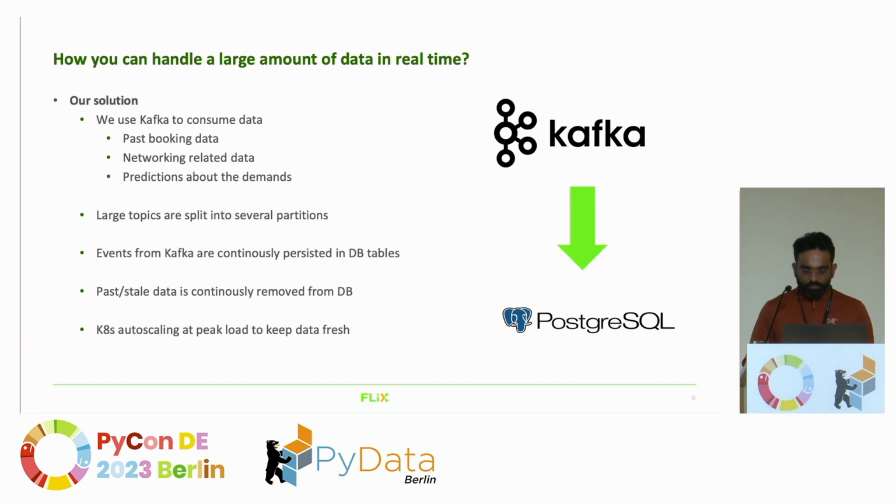And the last point is very important to handle the peak load. So when we have a lot of data coming in, we can use Kubernetes auto-scaling to handle this load and keep our data fresh. By the way, I forgot to mention that all our applications are written in Python. Otherwise, I wouldn't be talking here. And we use Kubernetes to deploy our applications.